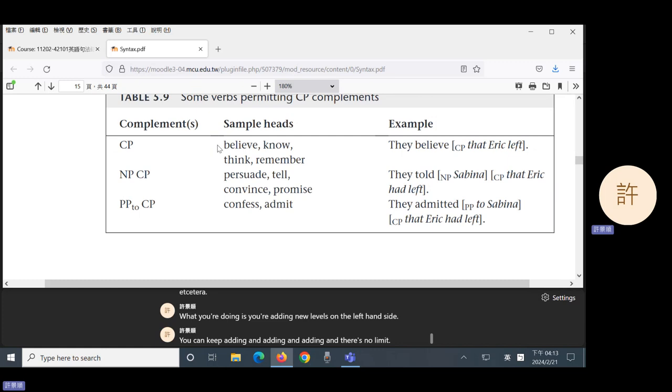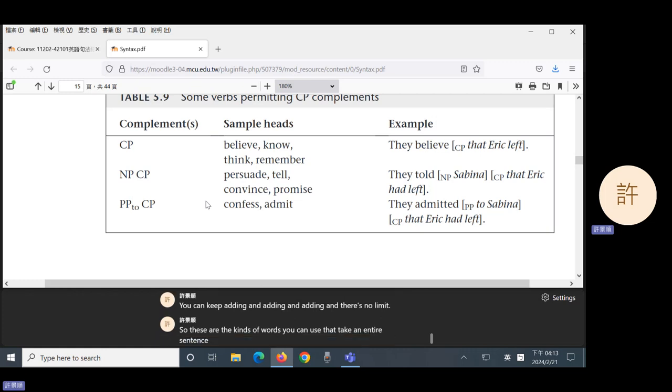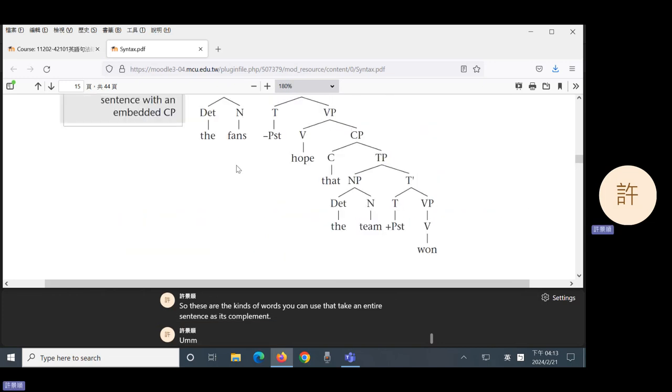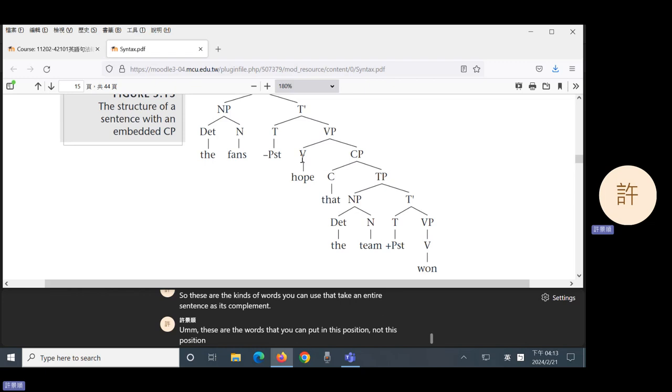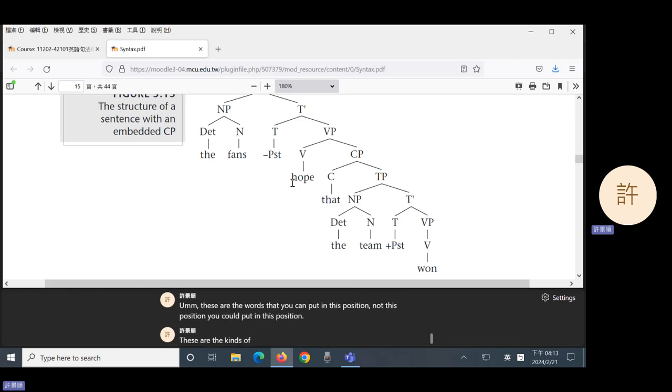So these are the kinds of words you can use that take an entire sentence as its complement. These are the words that you can put in this position, not this position. You could put in this position. These are the kinds of verbs.